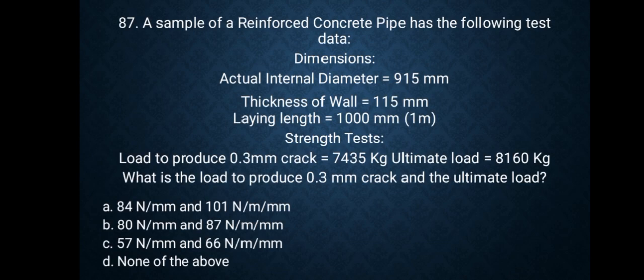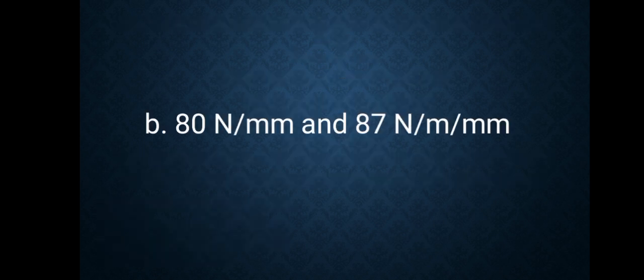So, number 87. A sample of a reinforced concrete pipe has the following test data dimension. Adi, may given ta siya. Given ta ang kanya actual internal diameter, thickness of wall, and length. So, ang kanya question is, what is the load to produce 0.3 mm crack at the ultimate load? I-explain ko na lang sa iyo through personal ang kanya answer. Ang kanya answer is 80 Newton per millimeter and 87 Newton.